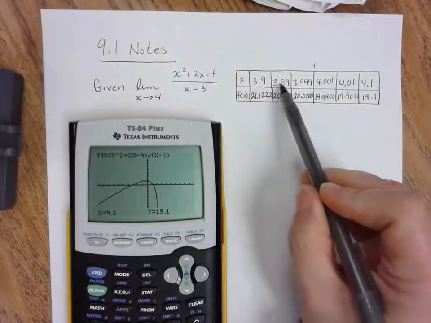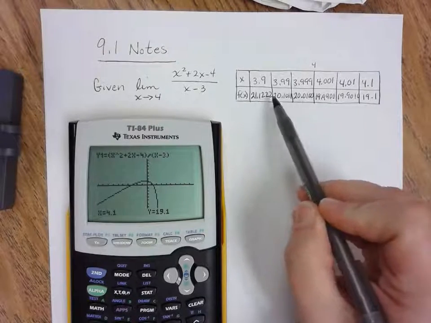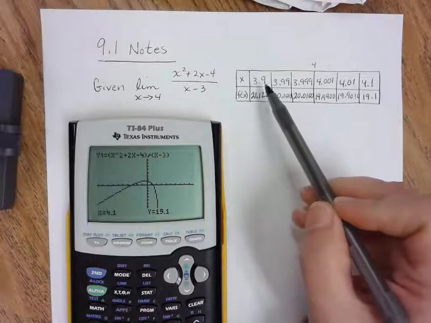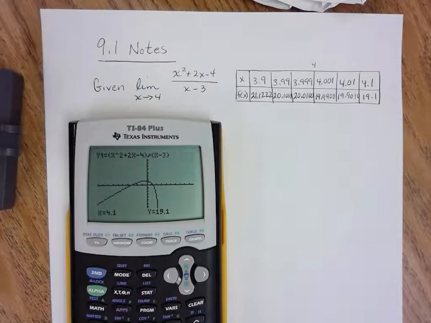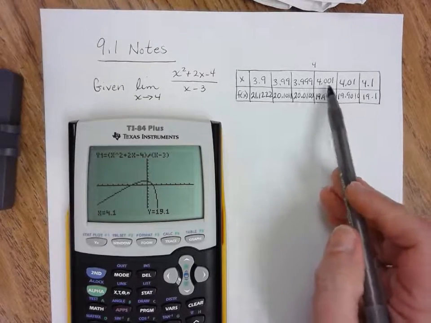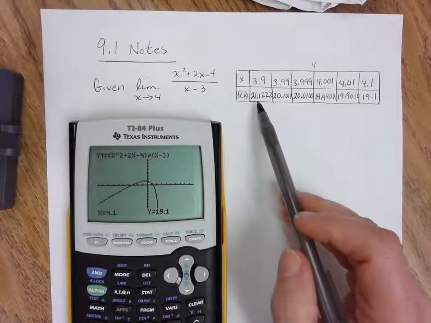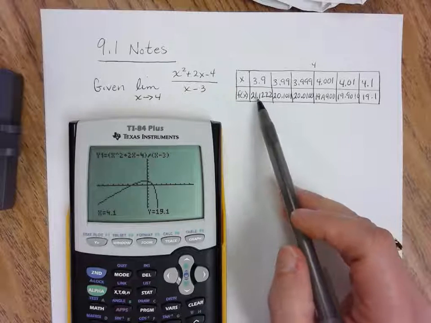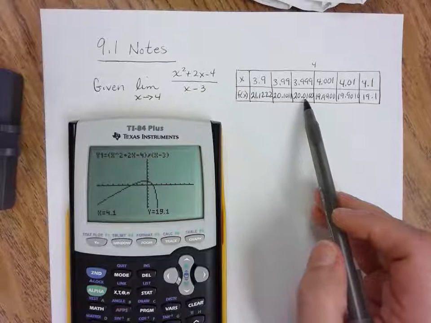We need to look at this from both sides. We need to have these values a tenth, a hundredth, and a thousandth away, and we need to look at all of them. We can't just depend on looking at these two right next to it, because we've got to check to make sure these values are going towards this value.